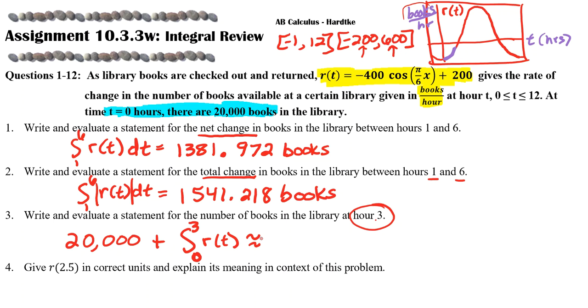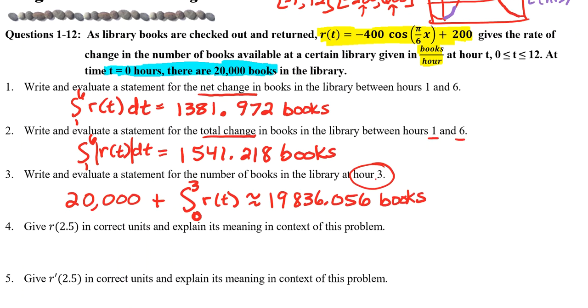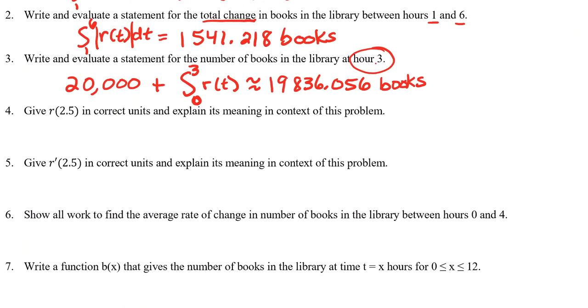And I have in my notes 19836.056 books. If I happen to write a number wrong here, you guys can check your calculators. All right, in question 4, what is r of 2.5? So simply in your home screen, do y1 of 2.5, and I have approximately 96.472. And what is that?